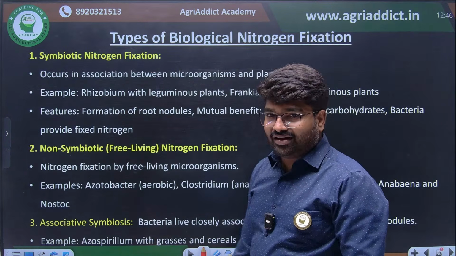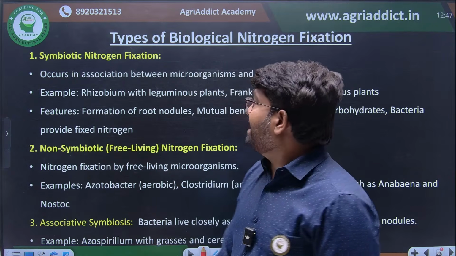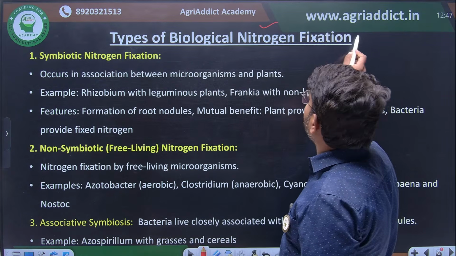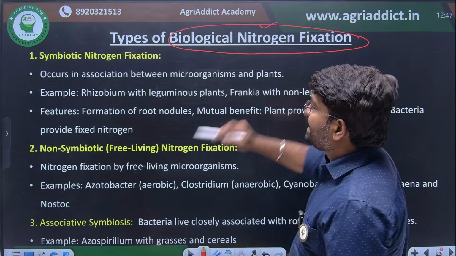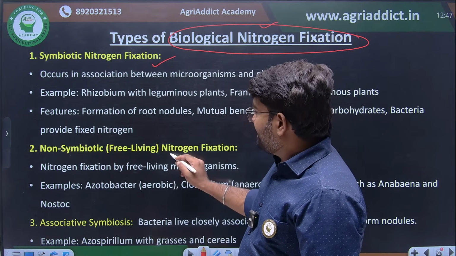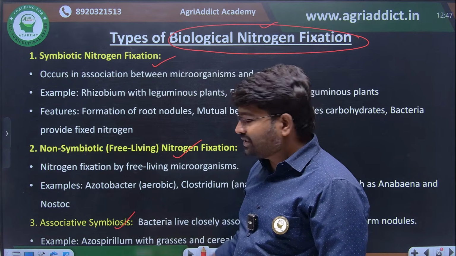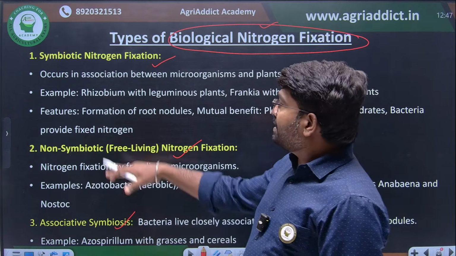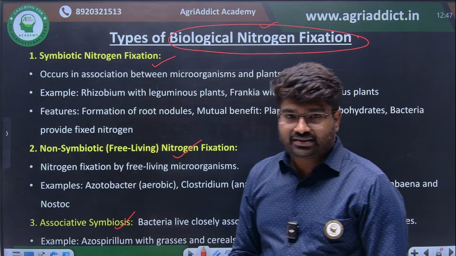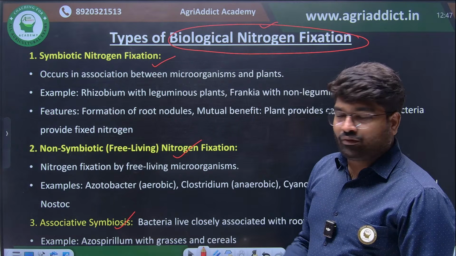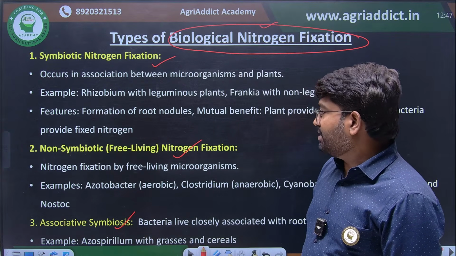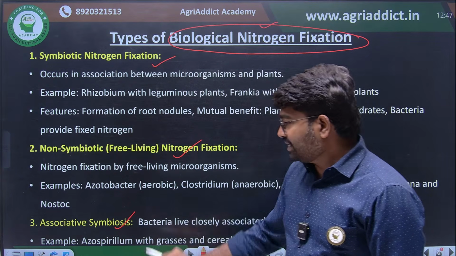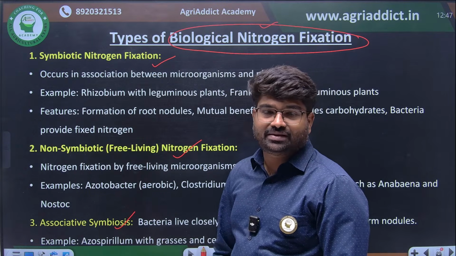There are 3 different types of biological nitrogen fixation. This is another important thing. One is symbiotic, another is non-symbiotic, third is associative symbiotic. Here the questions they will ask are: what are the examples of symbiotic nitrogen fixing bacteria? What are the examples of non-symbiotic or free living bacteria? And what is the example of associative symbiotic bacteria?